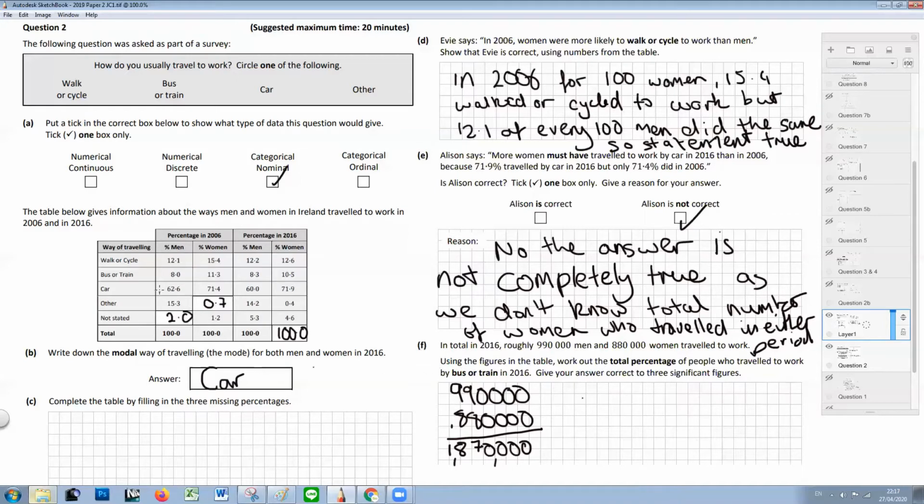Okay, now we need to find out the percentage of people who travel to work by bus or train. Now, for men, the number was 990,000 men, and we're looking at 2016. So it's going to be 990,000 multiplied by 0.083, because it's 8.3%. That's 0.083, because remember, 100% is equal to 1. 8.3% is going to be 0.083. It's going to be 990,000 multiplied by 0.083. And that value is going to be 82,170.